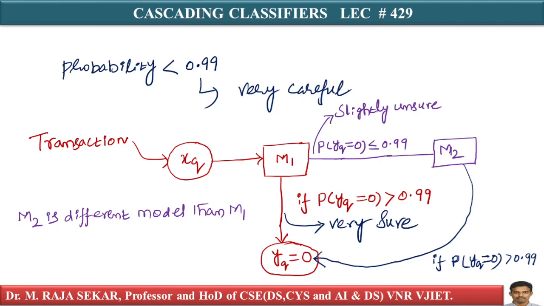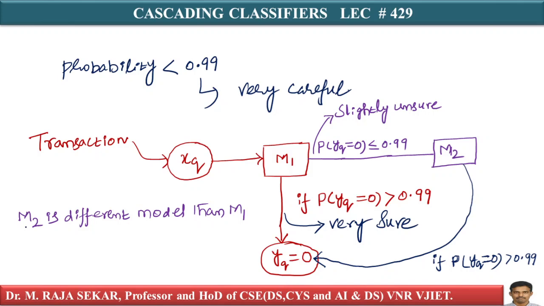Let's say this probability is greater than 0.99, isn't it? Again, I will declare it is not fraud. If the probability is greater than 0.99, if I am very sure, I will declare it as not fraud. Again, if it is not, I might want to keep training, isn't it? If it is not, what happens? I want to keep training.